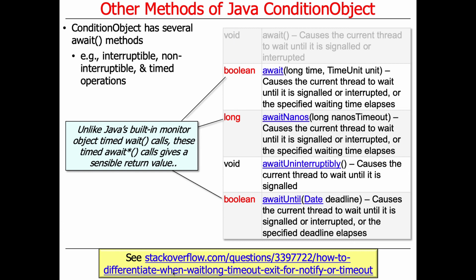Interestingly enough, Java's built-in monitor objects also have timeouts on their wait method, but there is no return value. So it's next to impossible to figure out why a timed wait call returned on a built-in monitor object, because you have no idea, did it time out? Did it actually get signaled? You don't know, which is really, really weird. And so you can look here for some tips on how to deal with this. My best tip for how to deal with this is don't use built-in monitor objects to wait and notify threads, but instead use condition objects because they don't have these silly problems.